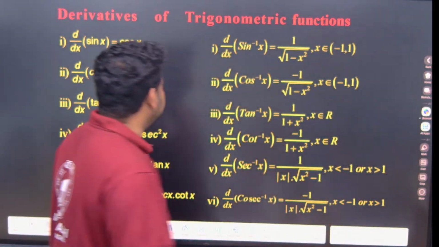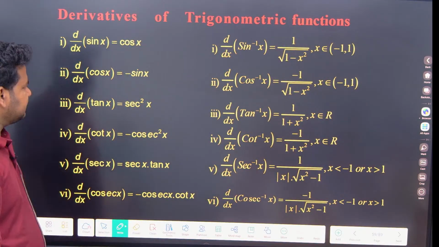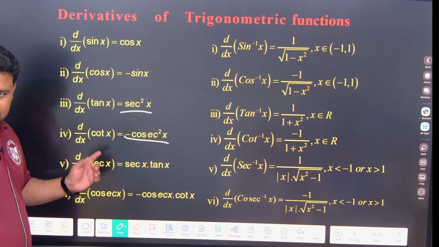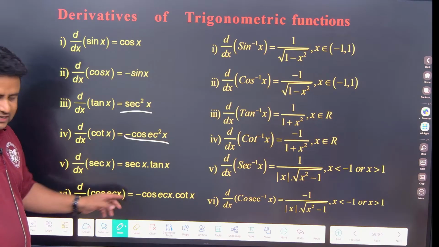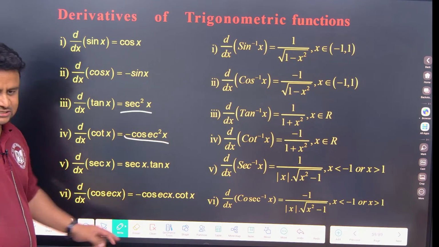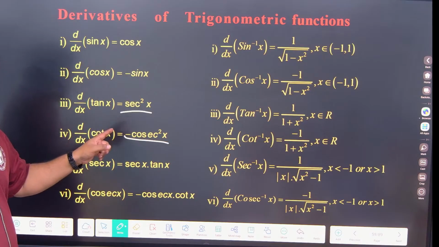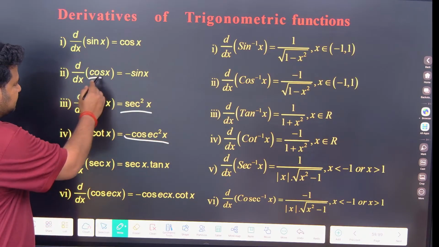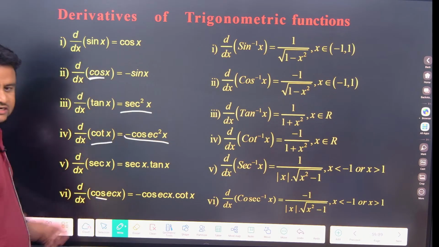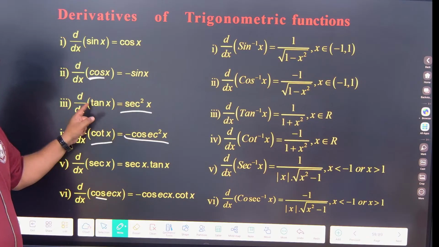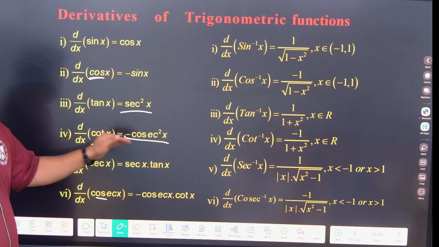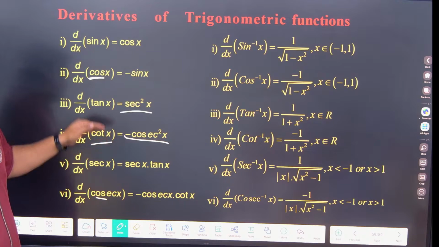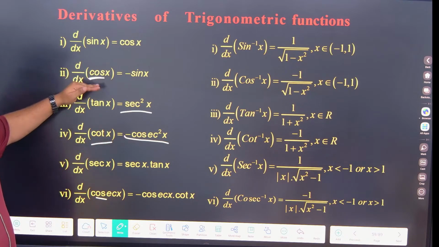Next, these are trigonometric functions. Sin x is cos x, cos x is minus sin x, tan x is secant square x, cot x is minus cosecant square x, secant x is secant x tan x, and cosec x is minus cosec x cot x. See, when cot x comes, it is minus cosec square x. When cosec x comes, it is minus cosec cot x. So whenever a trigonometric formula starts with c, you see minus is coming. Cos x gives minus sin x, cot x gives minus cosecant square x, cosec x gives minus cosec cot x. So anywhere trigonometric, not inverse, I am talking about trigonometric, it is starting with c, we are getting minus.